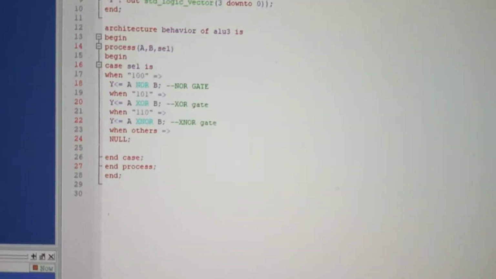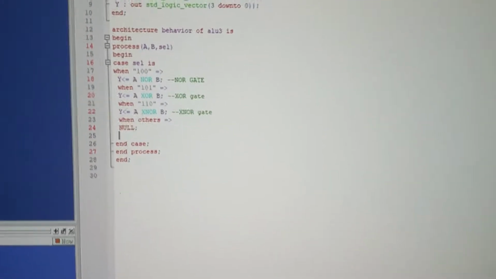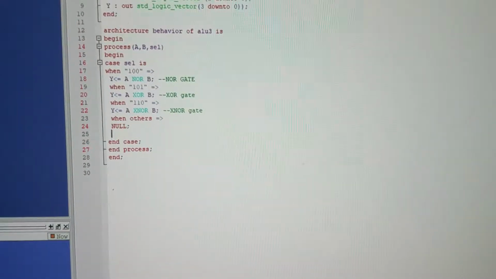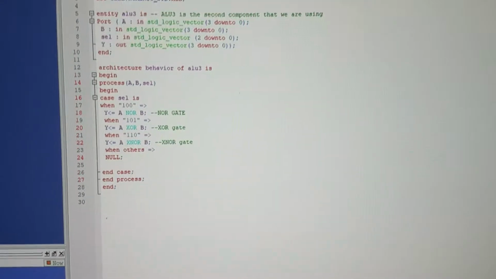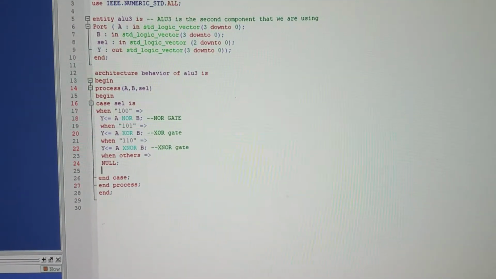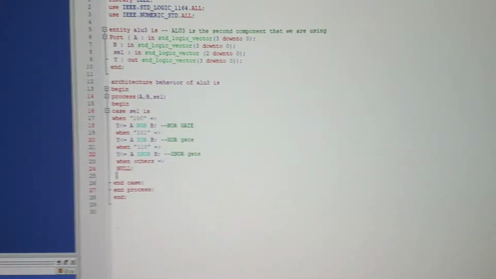Our second component is very similar. The only difference is here we're performing the NOR operation when detecting 100, performing the XOR operation when detecting 101, and XNOR operation when detecting 110.